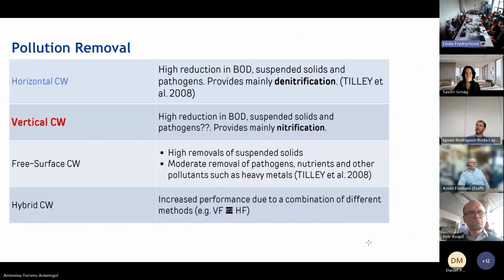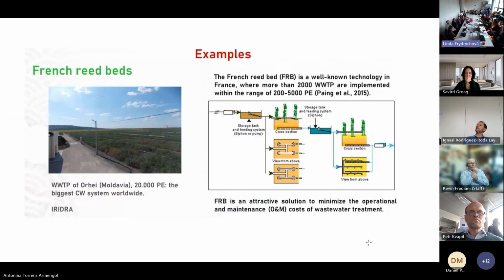And as a summary, what does the vertical wetland do? High removal of BOD, nitrification, so we will have nitrates at the outlet, and a lot of reduction of suspended solids. The pathogens depend on the design. We can remove from 1 to 3 logarithmic units of pathogens depending on the design.